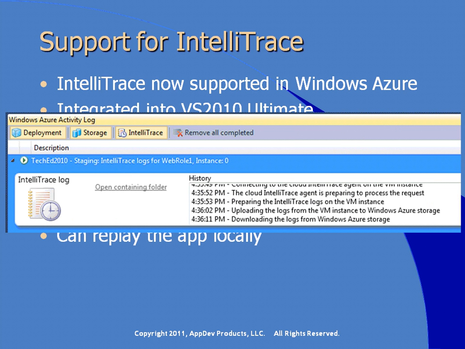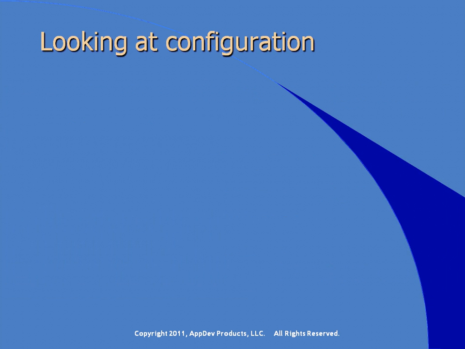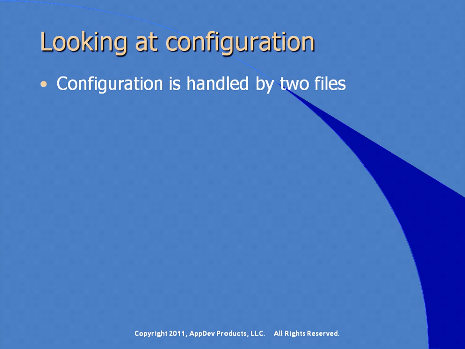Via the Windows Azure Activity Log, you can view the results of the trace and look at the IntelliTrace summary in Visual Studio. You can view the summary by right-mouse clicking in Visual Studio and selecting Get IntelliTrace Logs. Let's take a few minutes and look at the configuration files that exist in the Azure project.